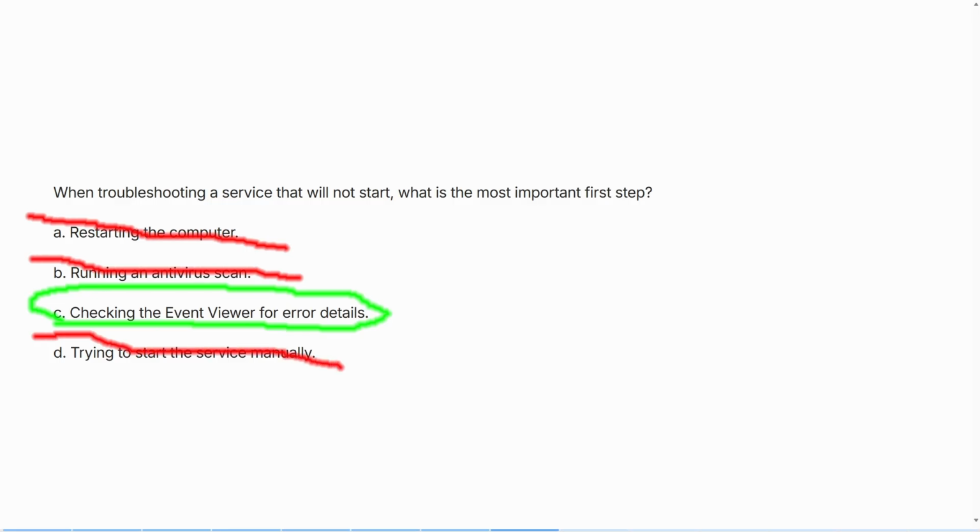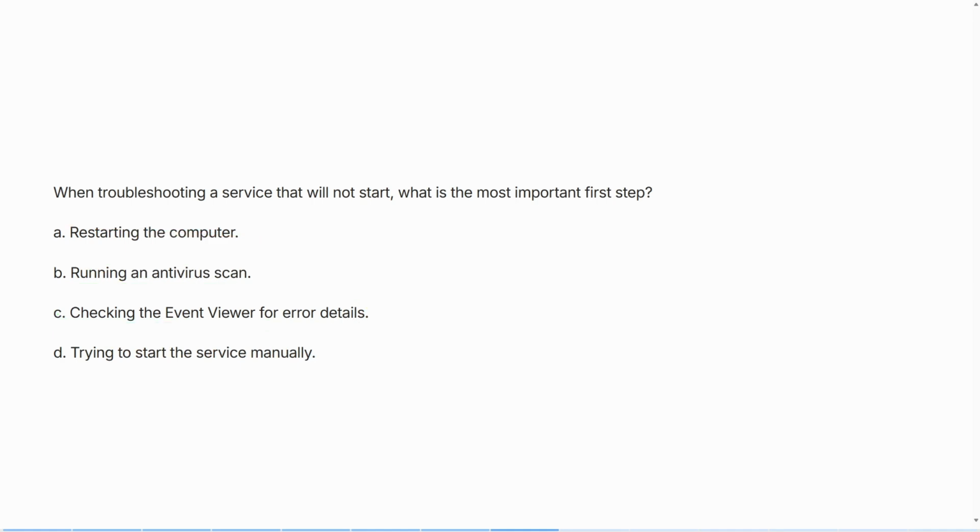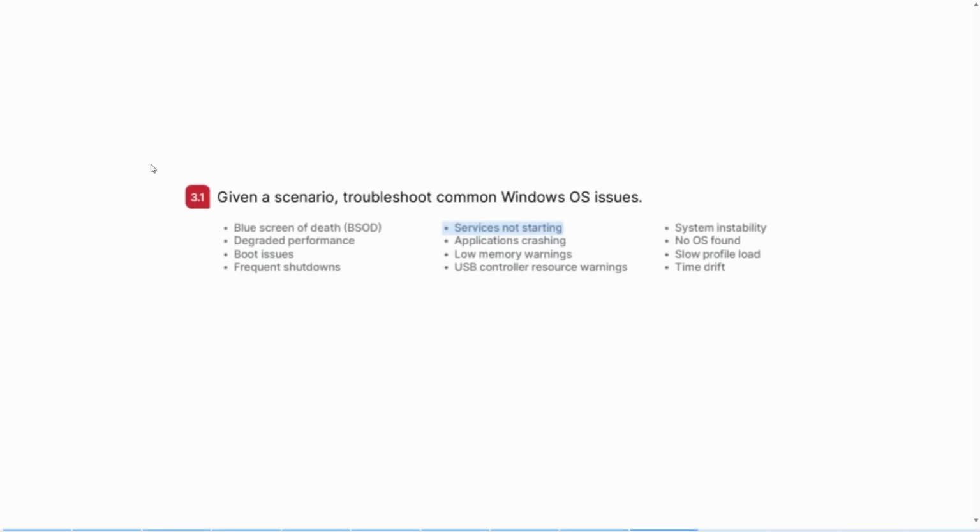The first thing we should do is go to Event Viewer, all right? Hopefully that all made sense. We're going to go ahead and see what exam objective that was from. Let's take a little look here. It was from exam objective 3.1, and specifically we're looking at services not starting. So you need to know about pretty much all of these, troubleshooting each of these individual dot points. I just gave you one here.